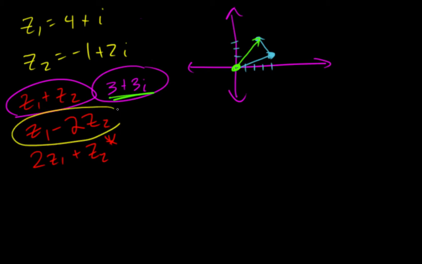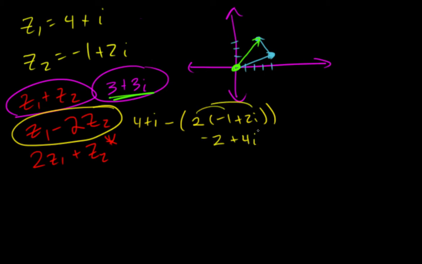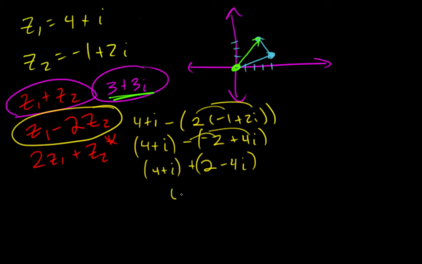Alright. Now if we do this one, we're going to have 4 plus i, then we're going to have a negative sign, and then we're going to have 2 times everything in here. So we distribute the 2. Distribute the negative. And now it's just an addition problem. So we get 6 minus 3i. And that's our answer algebraically.